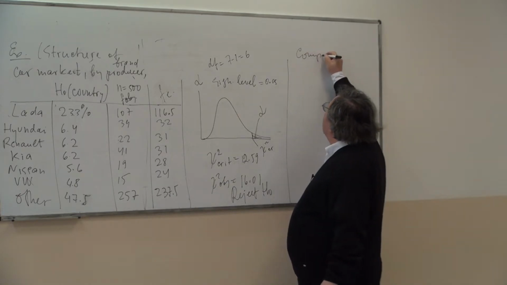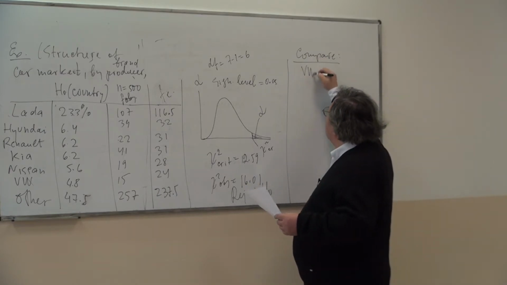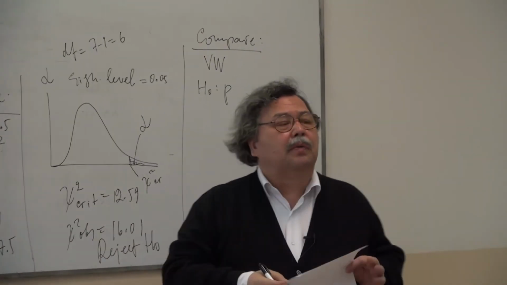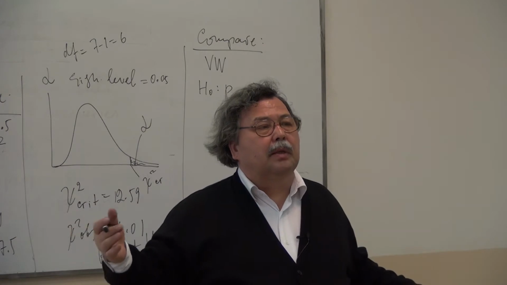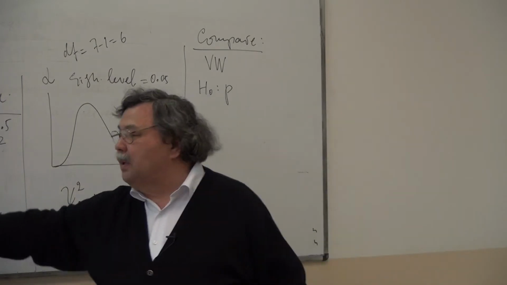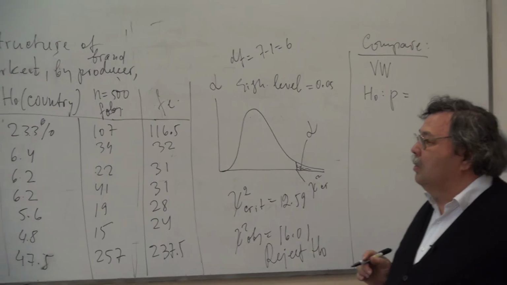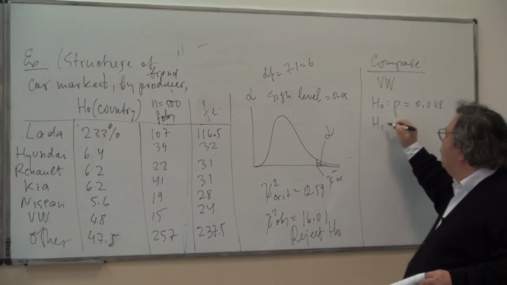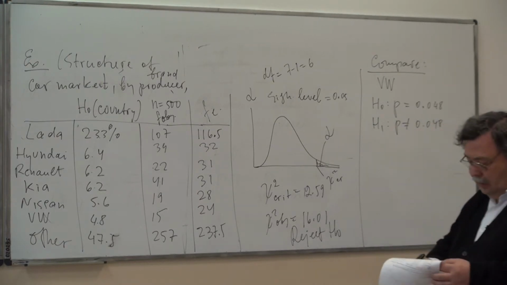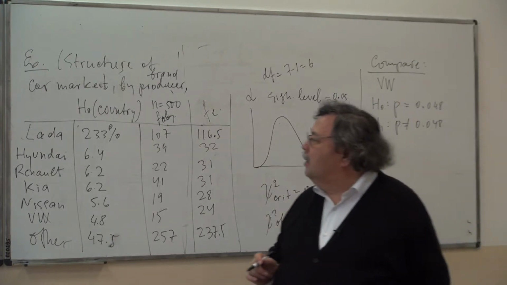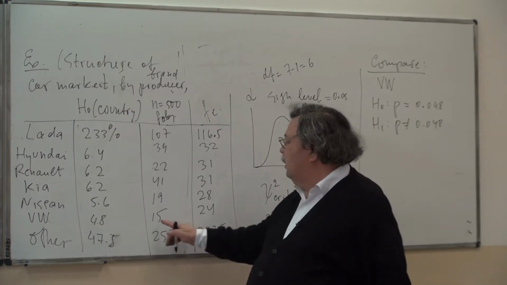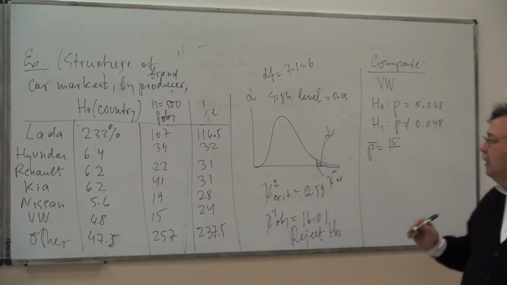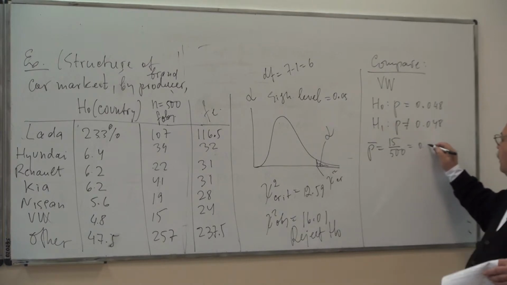So let's write it separately, for comparison. It's about Volkswagen. Now, we can run this test. H0: the proportion of cars sold in this region that are of this brand, Volkswagen, is unknown, but we hypothesize this value, 0.048, and H1 is P is not this. But then what is the observed sample proportion? It's P bar, 15, the number of occurrences of this event, divided by the sample size, which is 500, and it's 0.03.